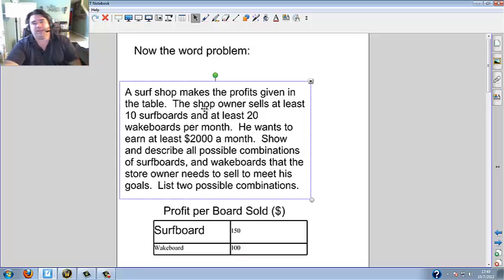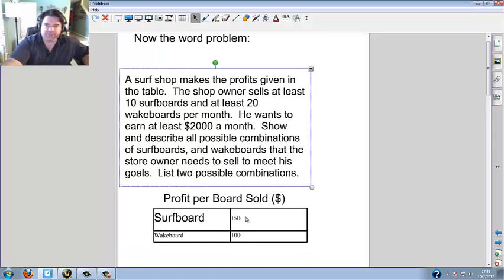So a surf shop makes the profits given in the table. The shop owner sells at least 10 surfboards and at least 20 wakeboards per month. He wants to earn at least $2,000 a month. Show and describe all possible combinations of surfboards and wakeboards that the store owner needs to sell to meet his goals. List 2 possible combinations.